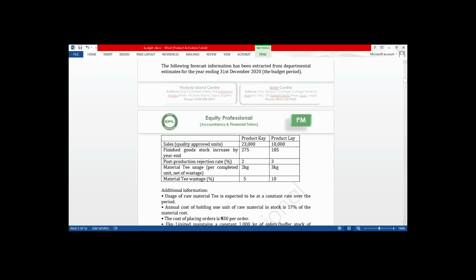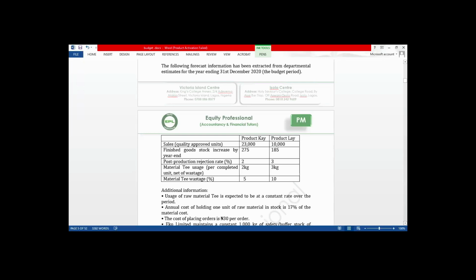Material T usage per completed unit, net of wastage. That means to produce a unit of product K, we require 2 kg of material T. That is net of wastage, excluding wastage. While to produce a unit of product Lay, we require 3 kg net of wastage. Material T wastage is 5% for product K and 10% for product Lay.